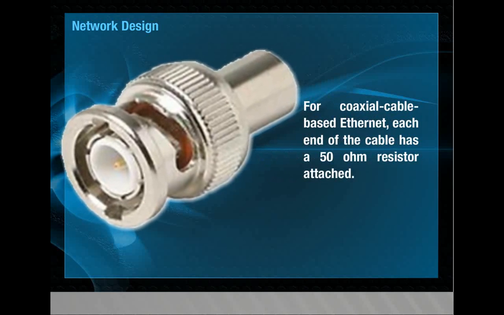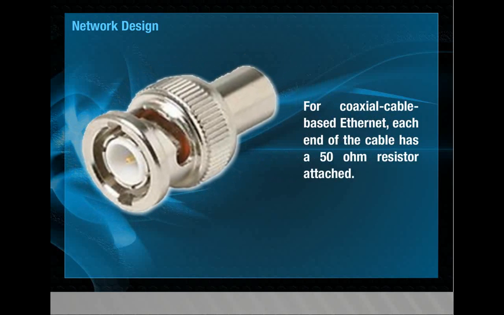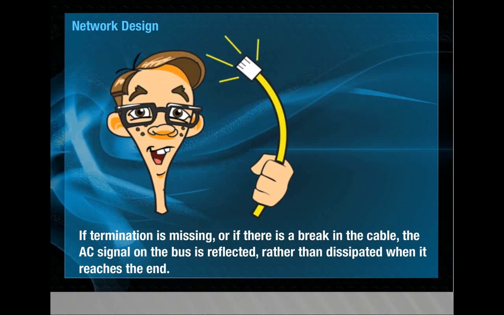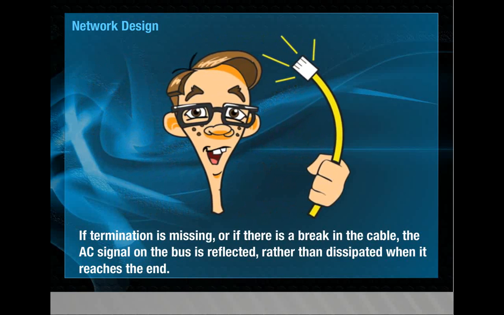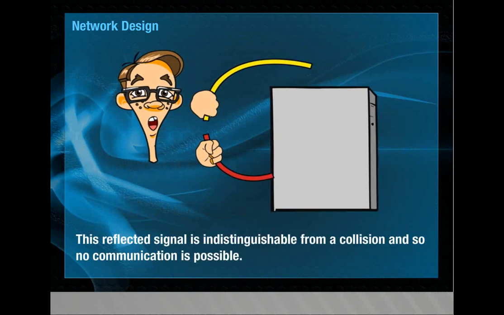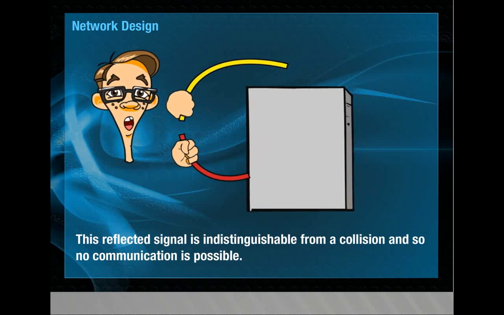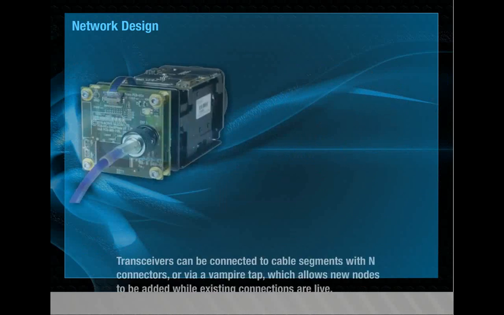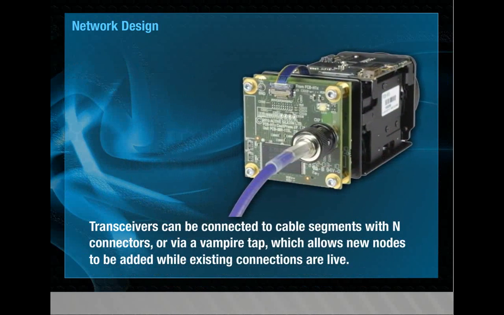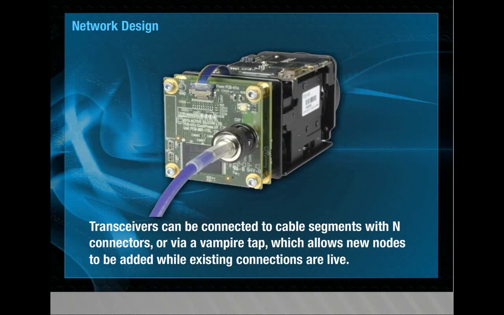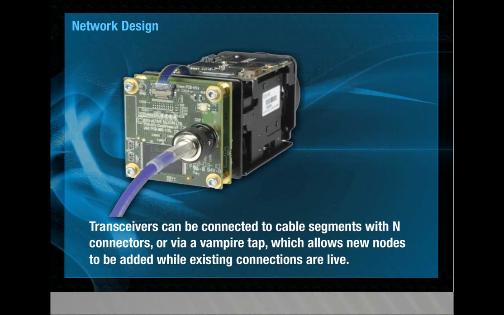For coaxial cable-based Ethernet, each end of the cable has a 50 ohm resistor attached. If termination is missing or if there is a break in the cable, the AC signal on the bus is reflected rather than dissipated when it reaches the end. This reflected signal is indistinguishable from a collision, and so no communication is possible. Transceivers can be connected to cable segments within connectors or via a vampire tap, which allows new nodes to be added while existing connections are live.